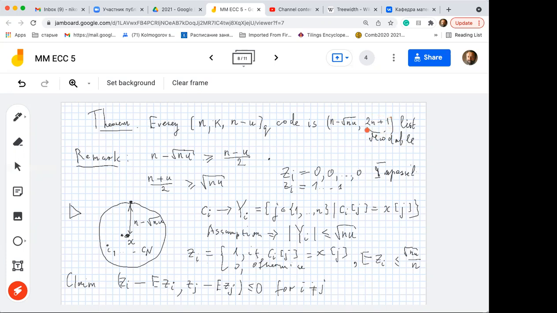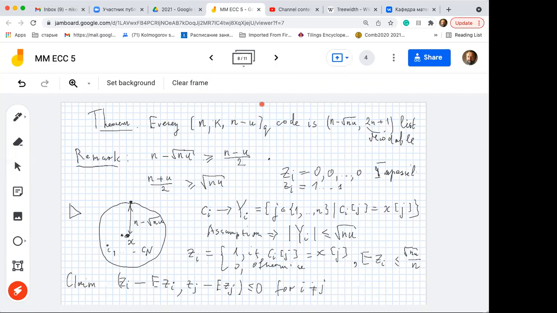And this is a purely combinatorial statement. So it means that whatever string of n characters we choose, the number of codewords in our code that coincide with that string in at least square root of nu positions is at most 2n plus 1. And the assumption is that any two codewords coincide in at most u positions.